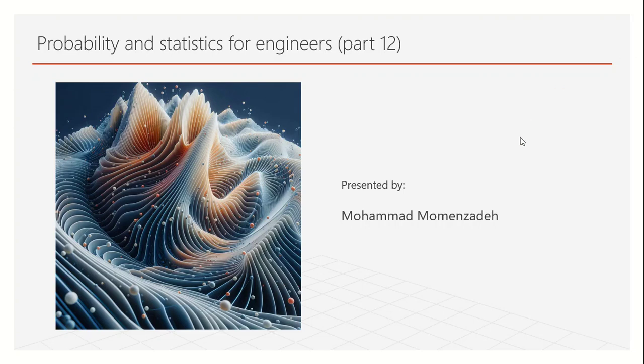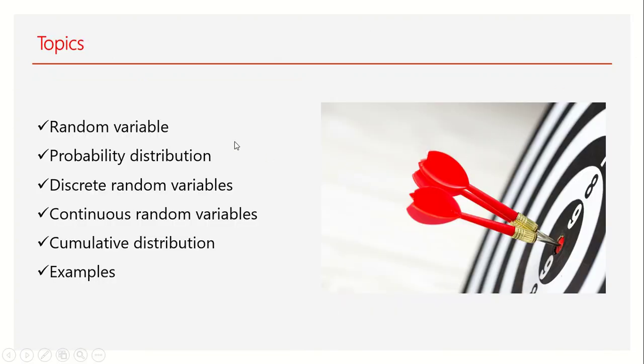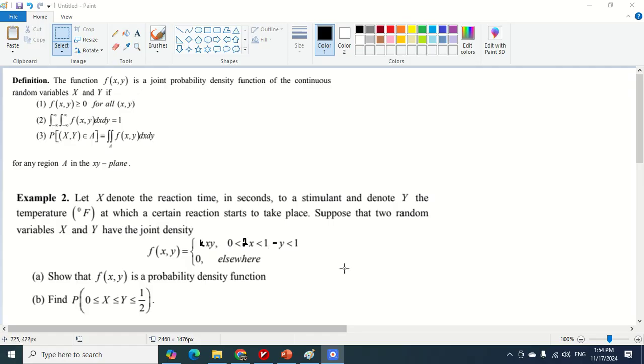So if you take a look at the contents that we have, we started with the random variable. We discussed the probability distribution, the discrete random variable, continuous random variable, and cumulative distribution. Later on we discussed the joint probability distribution for all of these cases. I think we will solve only one example today, but before that, let us see the concept of the joint probability distribution for the continuous cases. I put the example and the definition over here.